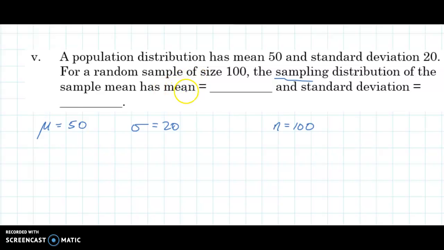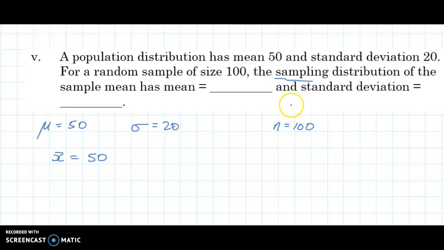The sample mean has what? What's the sample mean? Well, the sample mean will be equal to the population mean. Overall, you'd expect the mean of the sample. Anyway, it's a bit difficult to explain, but here's the mean of the sample means, if you like, over the long run or something like that. That's going to be equal to 50 as well.